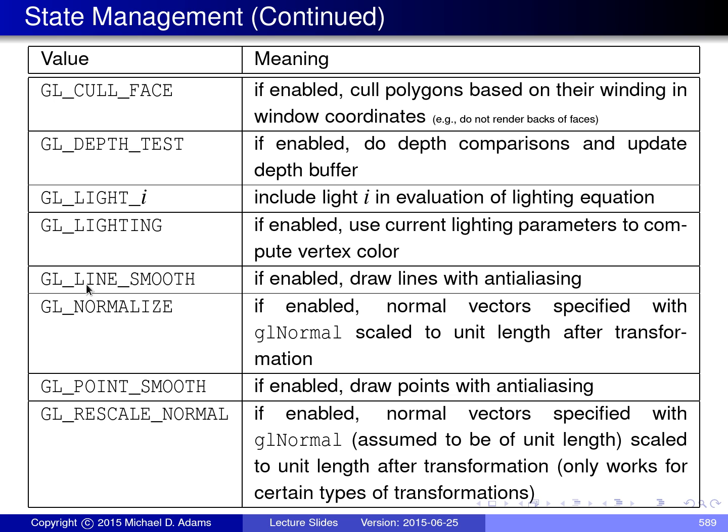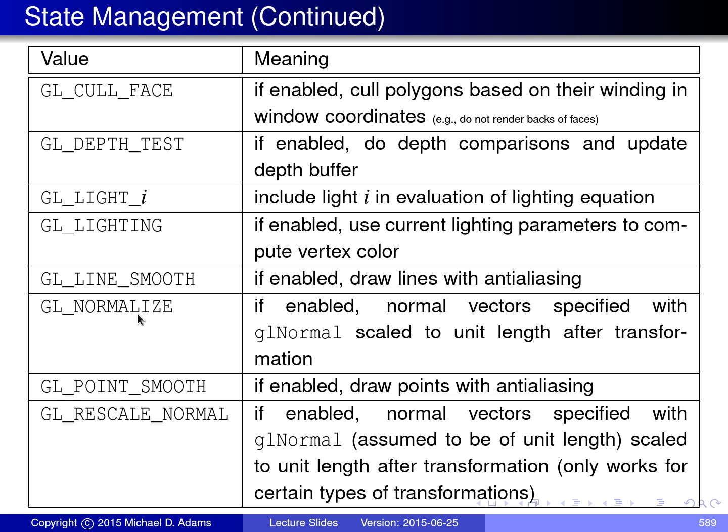Then we have GL line smooth. This just says that if you're drawing lines, they should be drawn with anti-aliasing so you don't get the jaggies, an ugly aliasing effect that occurs in graphics. GL normalize is used to specify that the normals that you're providing with the GL normal command are not necessarily scaled to unit length, and therefore OpenGL has to do the scaling for you. So if GL normalize is enabled, OpenGL will automatically normalize all normals to be of unit length. Of course, it's more efficient not to turn it on and only normalize things when you really need to.